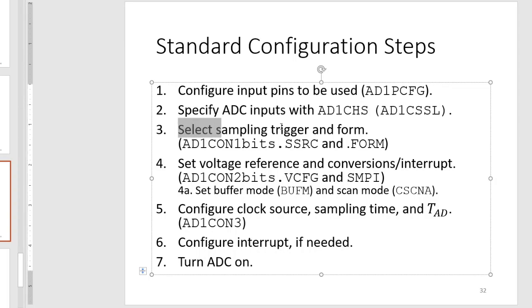Next, you select your sampling trigger and the form you want your output to be. So that is SSRC and FORM. Next, you will want to set your voltage reference through VCFG and the number of conversions per interrupt, SMPI, if you plan to use interrupts. And since these are also in AD1CON2, you can also select which buffer mode you want and enable scan mode if you want it.